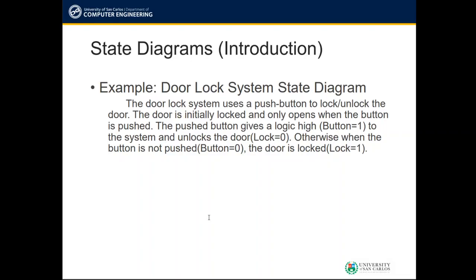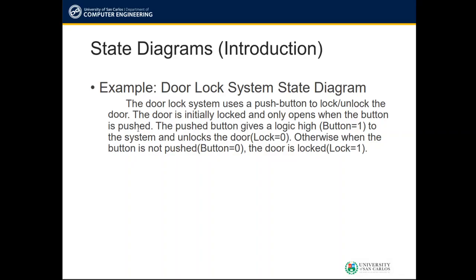So let's take an example here. This is an example of a door lock system state diagram. Let's say the problem is that the door lock system uses a push button to lock or unlock the door. In this case, we have the push button as your input, and then the locking system for the door is the output. The door is initially locked and only opens when the button is pushed.